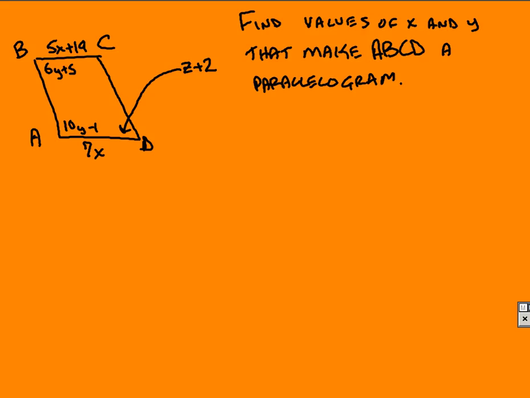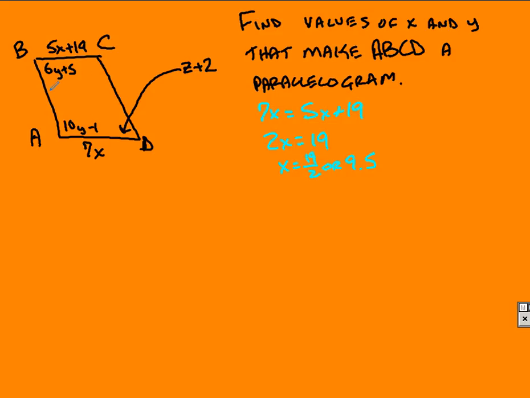We want to first find what values we need to make this a parallelogram. Well, first, looking at the sides, I have two sides, 7x and 5x plus 19. They're opposite each other, so that means that they should be the same length. So setting them equal to each other, you should get 2x equals 19, or x equals 19 halves, which is the same as 9.5. That's all you need for them to be the same.